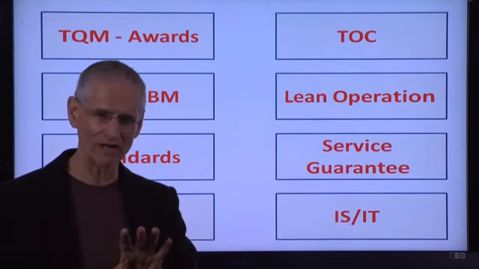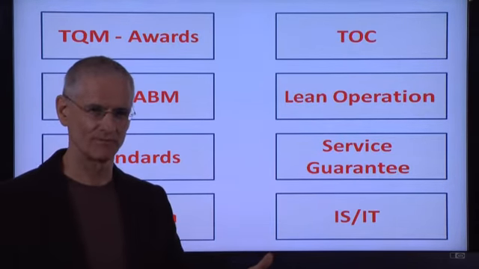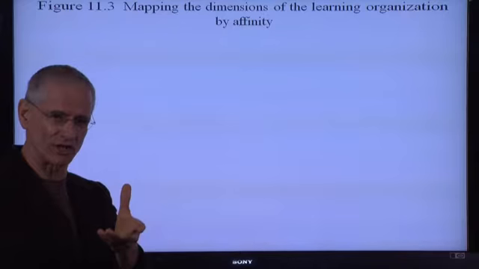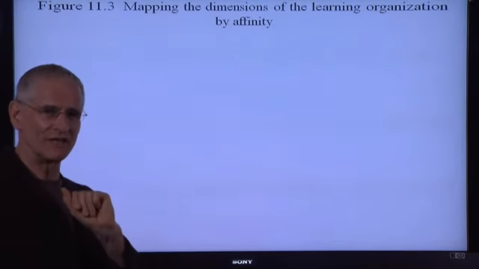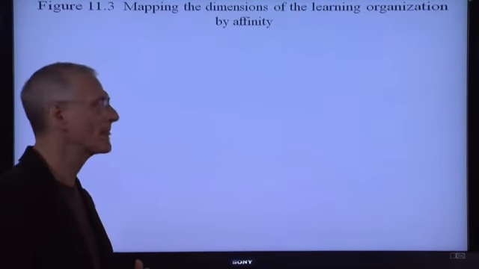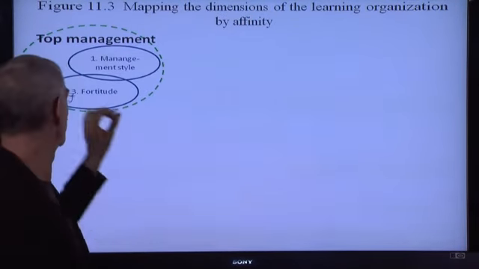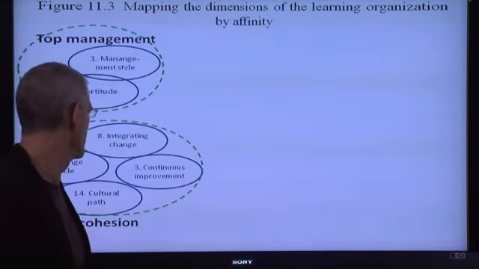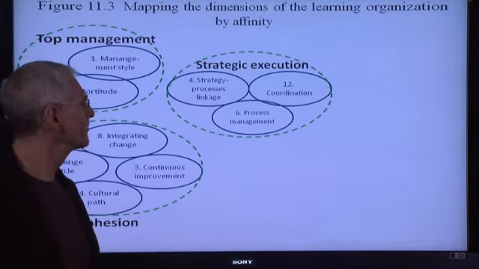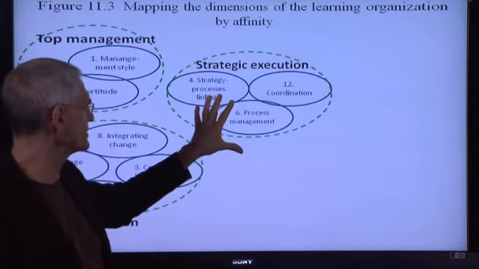There are great elements there, but you've got to assess them on the basis of your current organizational culture, the environment you're in, strategy, and so on. Look at the dimensions of the learning organization, irrespective of these approaches or operational initiatives, if you want to call them that. There's an aspect that deals with top management, fortitude, management style. There's an aspect about social cohesion in the organization. Strategic execution: not only the ability to formulate a good plan, but the ability to execute it.